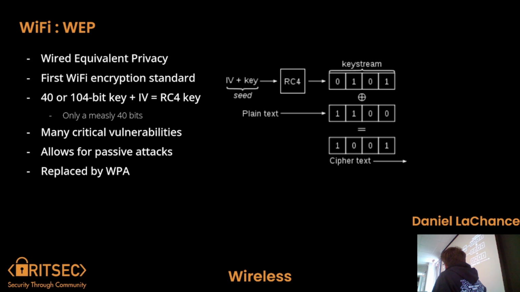So it has tons of critical vulnerabilities. It allows for passive attacks. If you receive 5,000 frames, you can do a passive attack on it offline, get the key, and authenticate yourself to the network. So it was replaced by WPA in 2003.